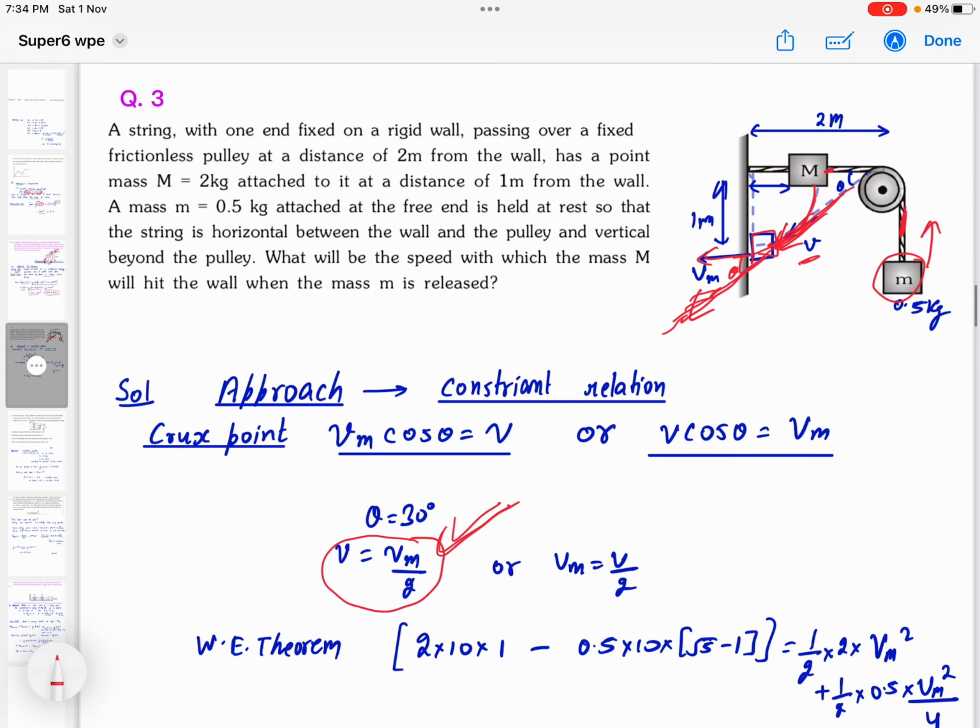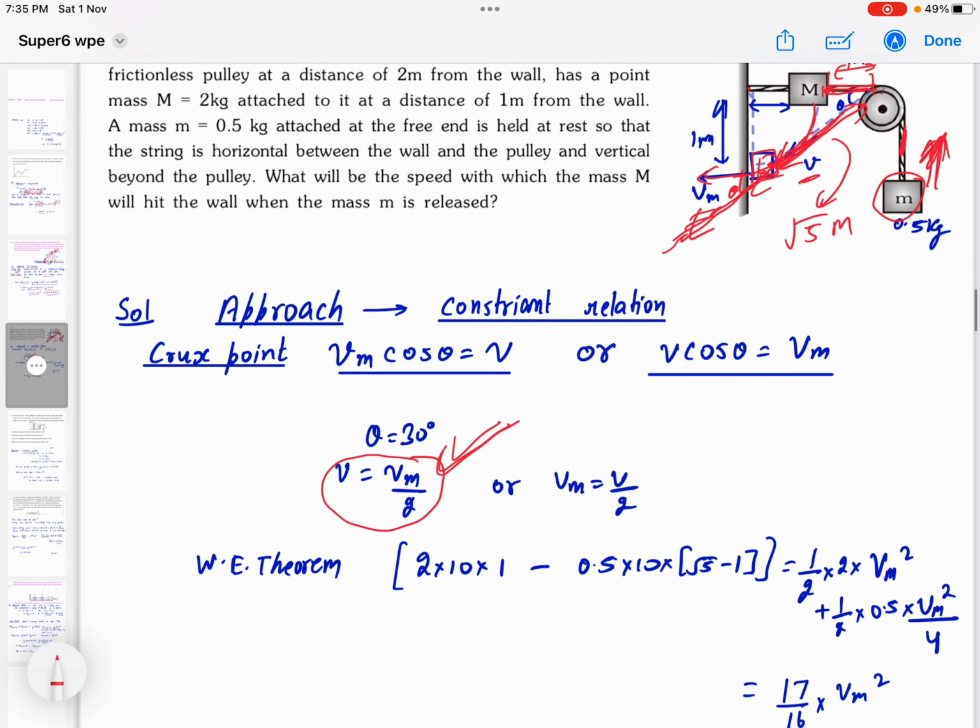So if this block is going down by 1 meter, now see this string beta. Between the pulley and block, initially the length of string was 1 meter. Now the block is striking here. Now what is the length of string? 1 meter down, this is 2 meter, and this by Pythagoras theorem is root 5 meter. Okay beta. So it means how much length of string is going up from this side? Root 5 minus 1.